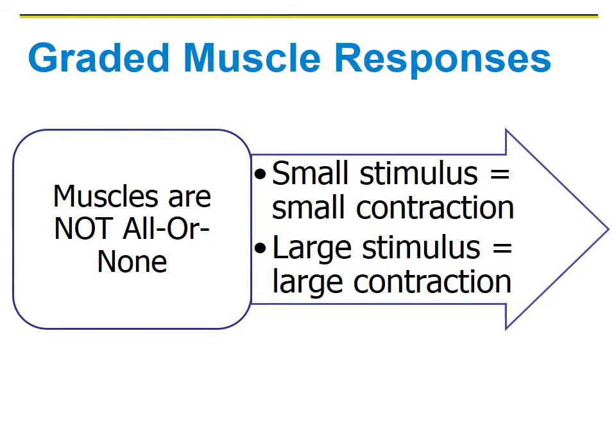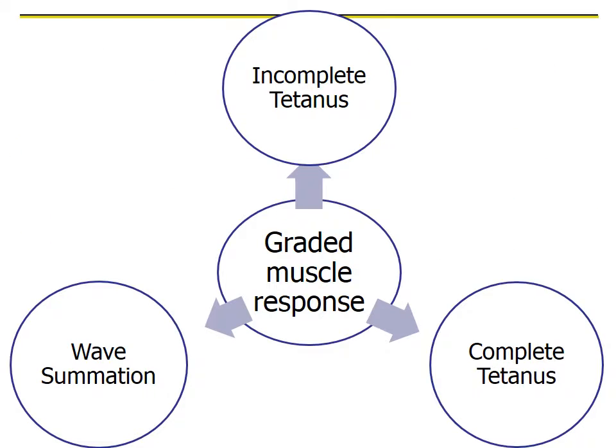Skeletal muscles are not all or none in their contraction responses. Every skeletal muscle in the body can contract either a little or a lot. It is all up to the cerebral cortex. This concept is called graded muscle response. Again, you can contract a little bit of a skeletal muscle or a lot more. There are 3 graded muscle responses: wave summation, incomplete tetanus, and complete tetanus.